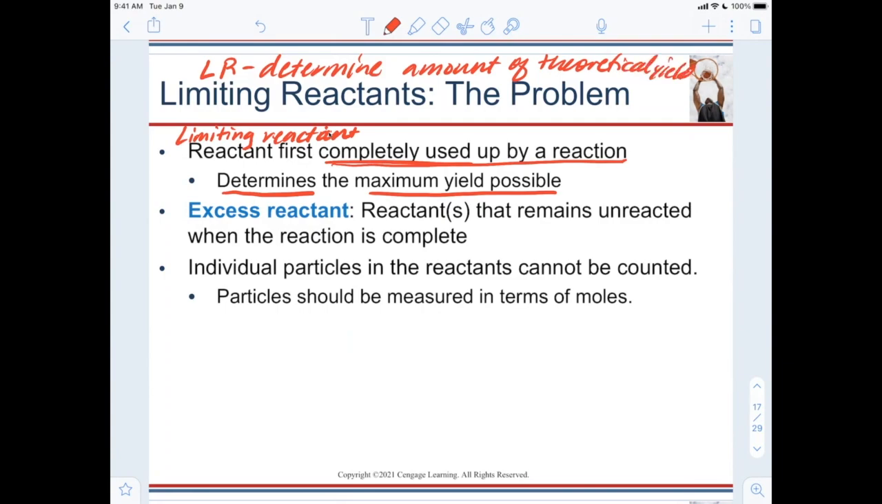In other words, they help you get that target number. Remember the target product? Yes. The limiting reactant helps you to determine the target product. So how do we figure out conceptually what the limiting reactant is?